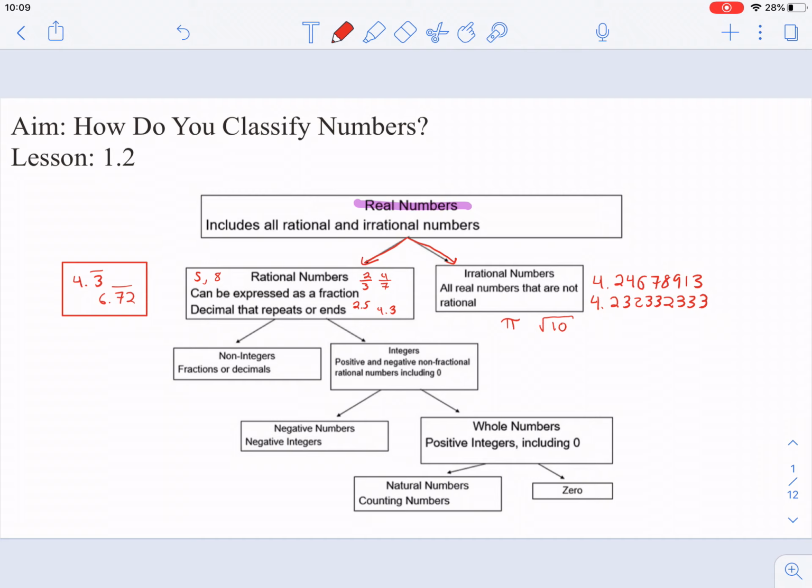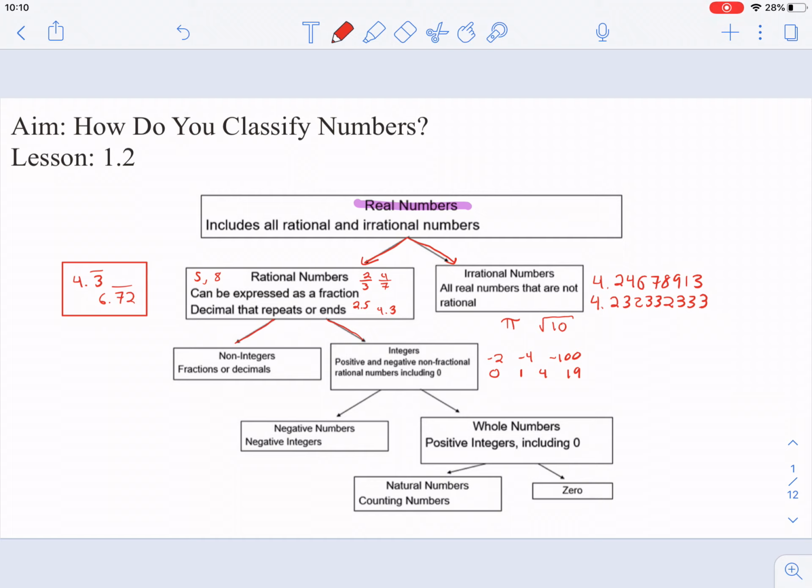Now, rational numbers can be split up into two categories. They can either be non-integers, so fractions or decimals, or they can be integers, which are positive and negative, non-fractional rational numbers, including 0. So anything positive or negative, -2, -4, -100, 0, 1, 4, 19. Those are all integers.